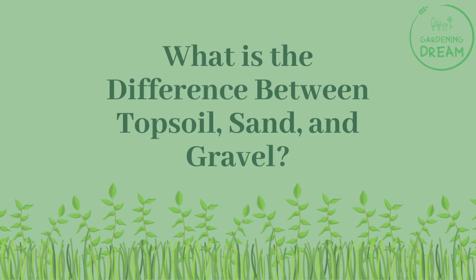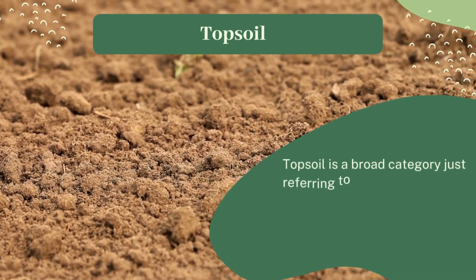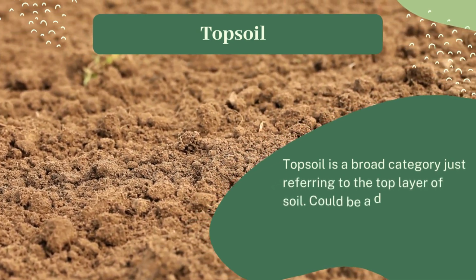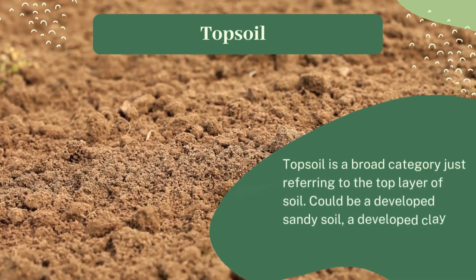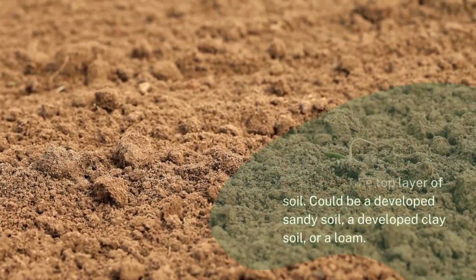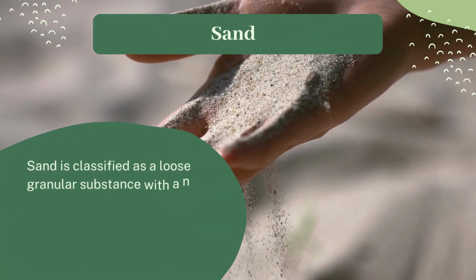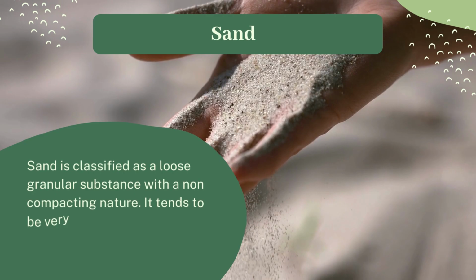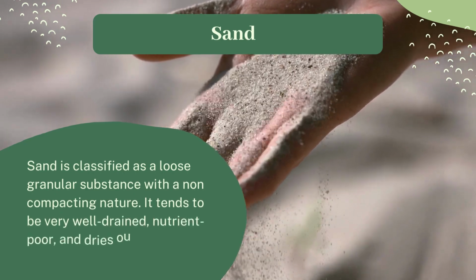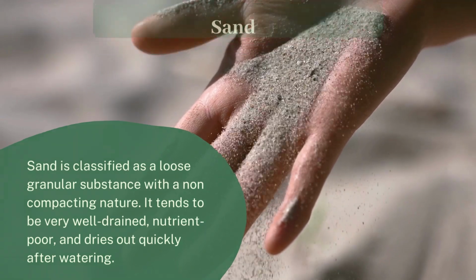What is the difference between topsoil, sand, and gravel? Topsoil. Topsoil is a broad category just referring to the top layer of soil. Could be a developed sandy soil, a developed clay soil, or a loam. Sand. Sand is classified as a loose granular substance with a non-compacting nature. It tends to be very well drained, nutrient poor, and dries out quickly after watering.